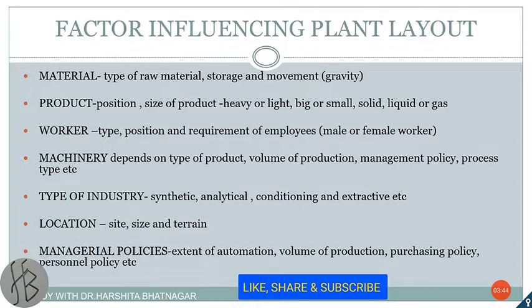Third is worker, the type of worker you have in your factory, like female workers or male workers. If you have female workers, you have to give different facilities to them, like crèche facility or any other room that supports them. Position and requirement of the employee: what is the position and what are the requirements of the employee by the factory.